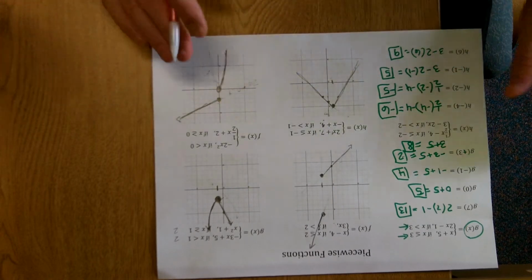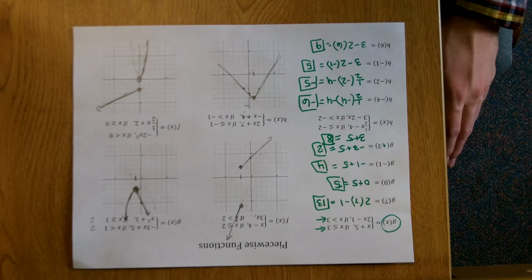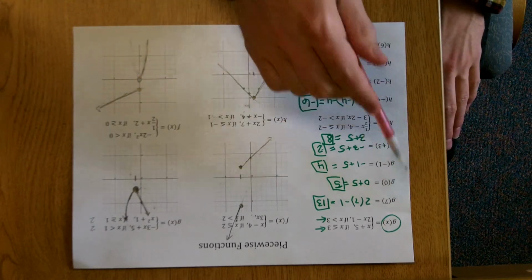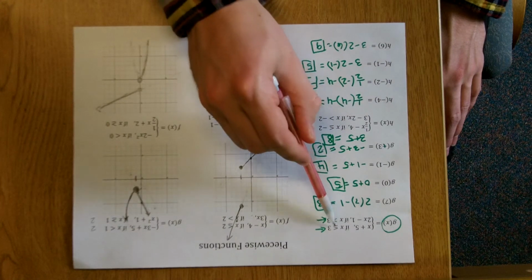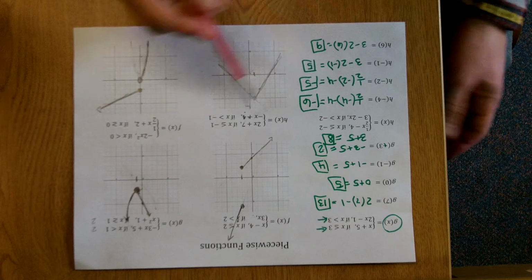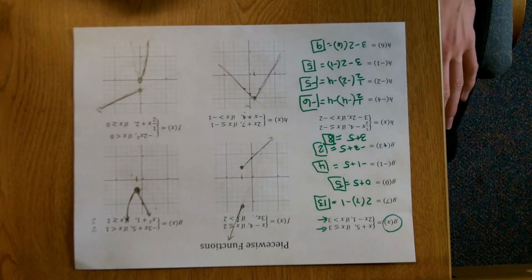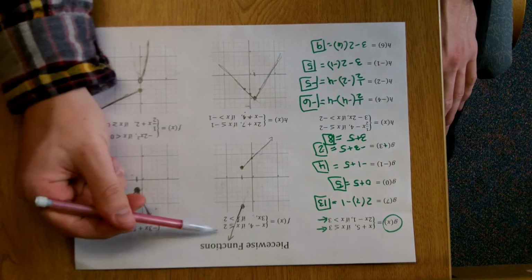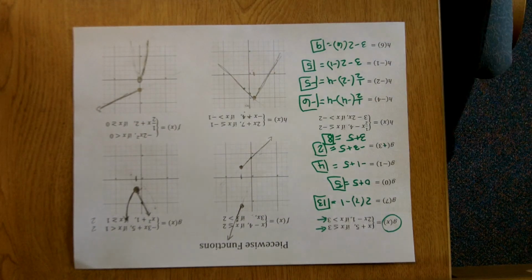Alright, so that is all we have for piecewise functions. You just have to make sure that when you're evaluating a piecewise function, you are putting it into the correct part of it. And when you're graphing a piecewise function, graph each part separately and erase the parts that are restricted by the domains, restricted by these x conditions. Otherwise, that's all we have for piecewise functions.